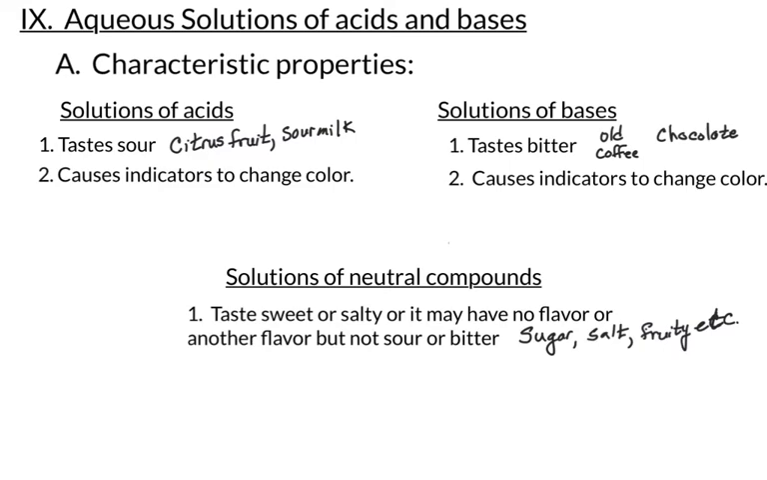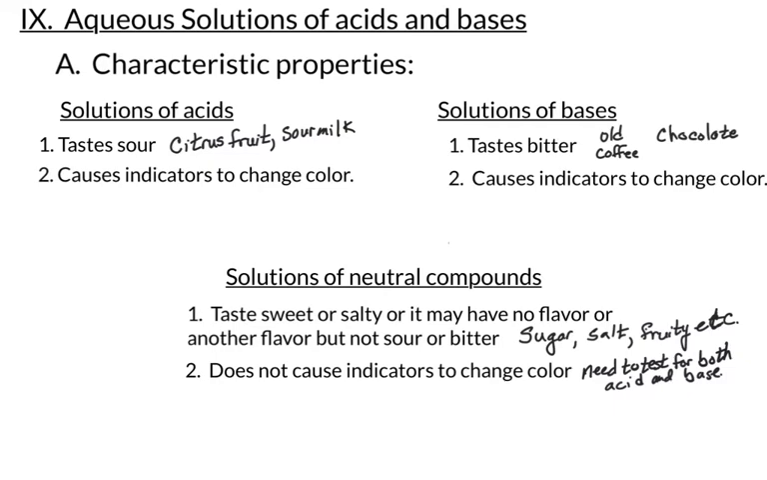And since these common indicators are used only to show whether there's an acid or a base, we see that neutral solutions do not cause indicators to change color. Which means that if we want to test if there's a neutral solution, we test it with an acid indicator and a base indicator. We find if neither of those indicators work, then that means we must have a neutral compound.